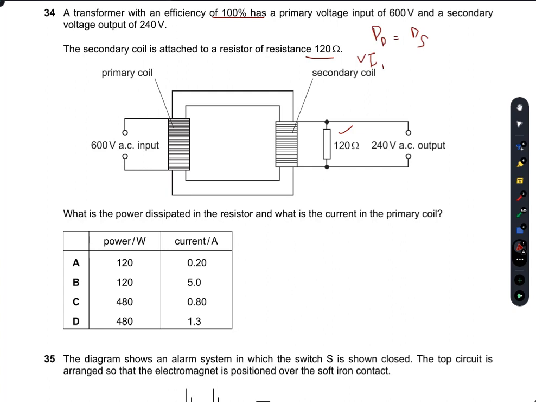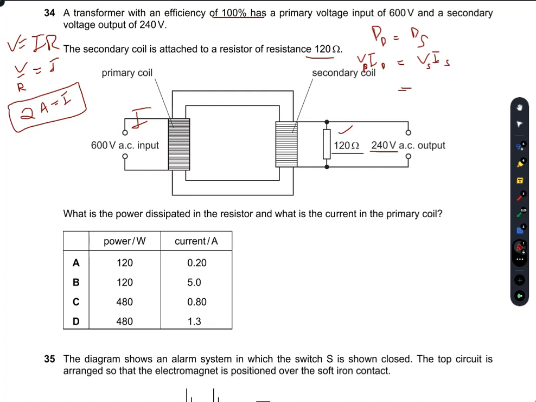So VpIp is equal to VsIs. So first of all, I will have to find the current in the secondary, and then I will get to find the current in the primary. So for current in the secondary, there is a 240 volt AC output and there is a resistance of 120 ohms. So from V is equal to IR, I will derive I. So 240 over 120, that is 2. So 2 amperes is the current passing through the secondary coil.